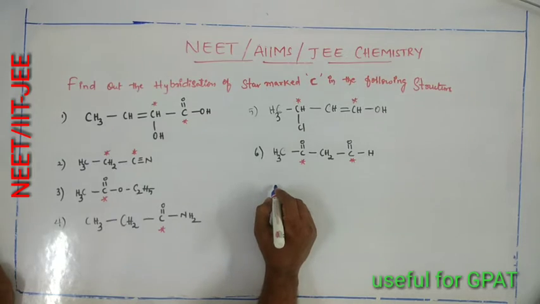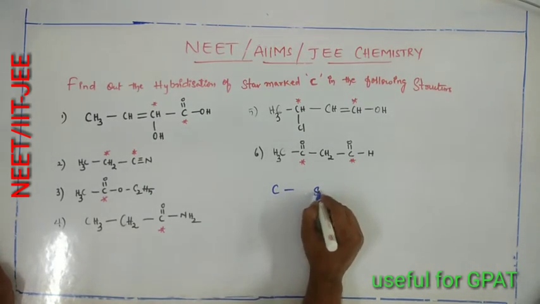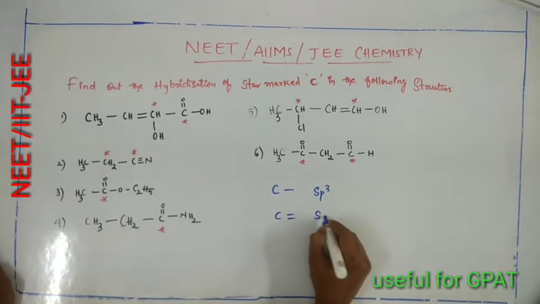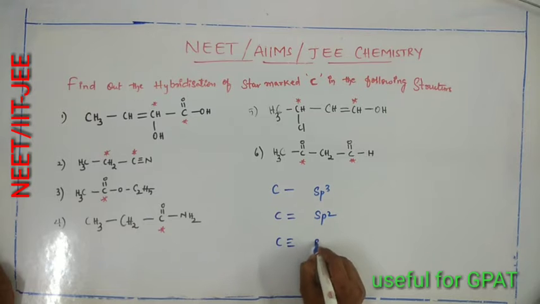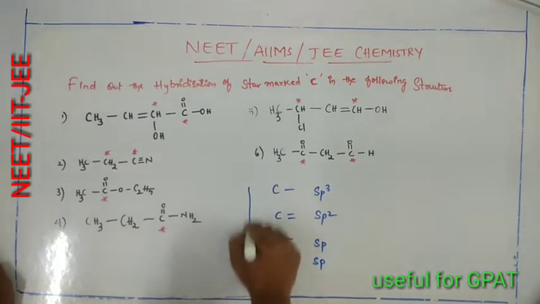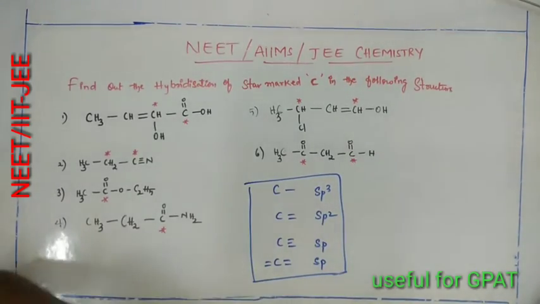Carbon bonded with any other atom using single bonds has sp3 hybridization. If it uses a double bond, it has sp2 hybridization. If it has a triple bond, it has sp hybridization. If two double bonds are present, that is also sp hybridization. So keep it in mind, and you can easily answer the given question.